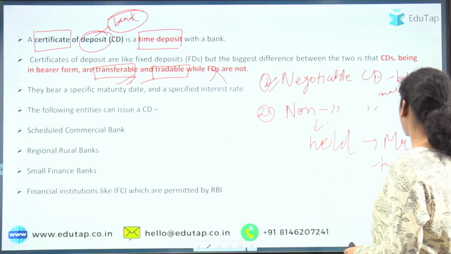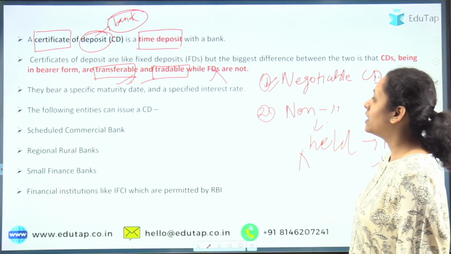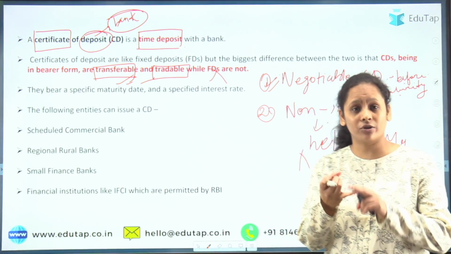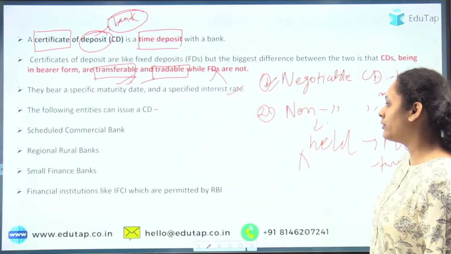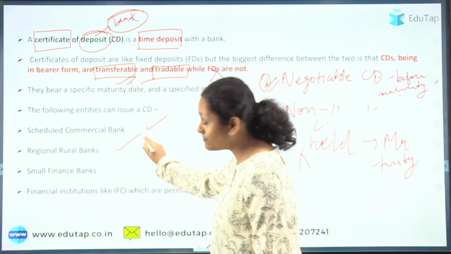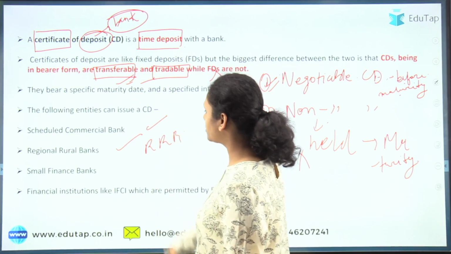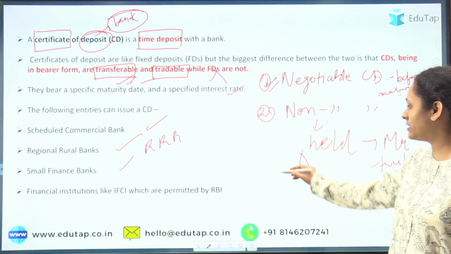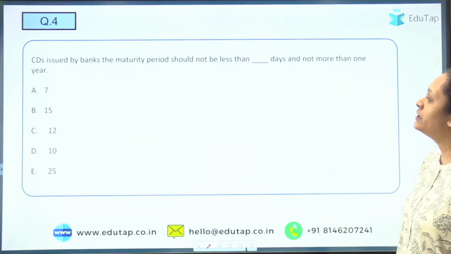मतलब आप secondary market में जाके इसको नहीं बेच सकते. Understood? What is a certificate of deposit? And please remember that इस certificate of deposit में there is a proper mention of the maturity date, कब mature होगी, कितना interest मिलेगा, सब कुछ. ठीक है. Now, which of the following entities can issue the certificate of deposit? Commercial banks can issue them. Regional rural banks, I'm sorry, RRBs can issue them. Small finance banks and financial institutions are permitted by RBI to issue the certificate of deposit. I hope you understood. Now let's move ahead.